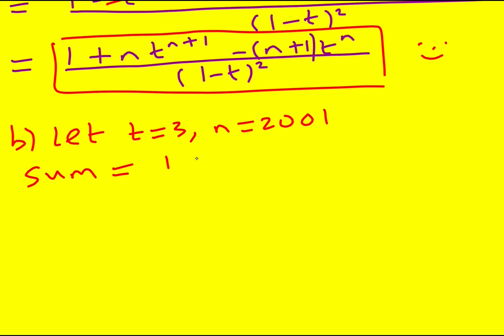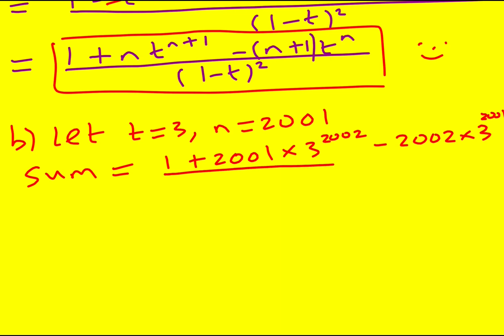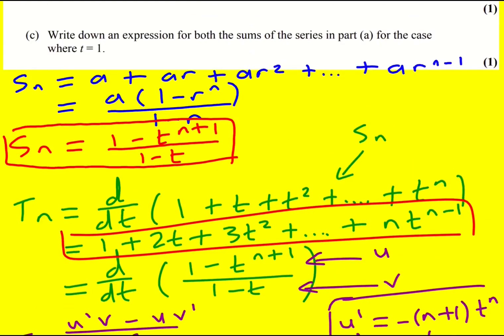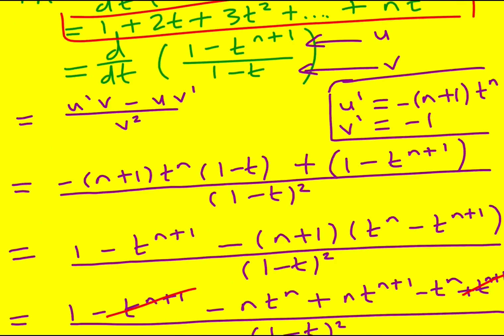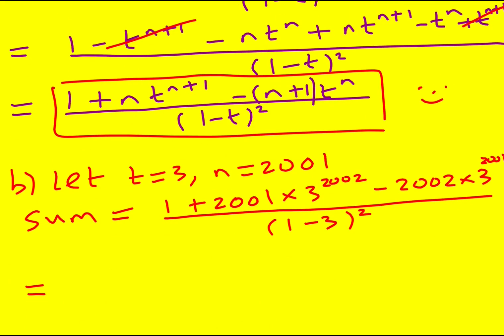So we can simply substitute in 1 plus 2001 times 3 to the 2002, if I just add 1 to the n, minus 2002 times 3 to the 2001, all over 1 minus 3 squared. Okay, how to try and simplify this, because we're asked to find and simplify. We've found it, but we've not yet simplified.